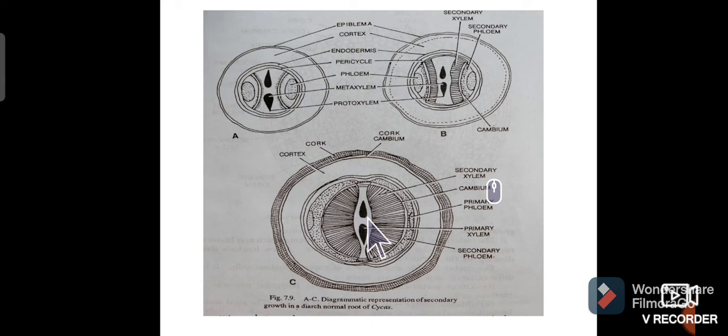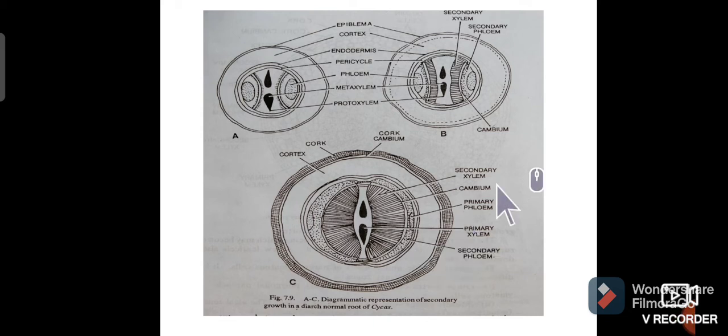Whereas the secondary phloem, just take a look at this one here, this is the secondary phloem. The secondary phloem will start forming towards the periphery, that is centrifugally. So due to the formation of the cambium, the cells of the cambium start cell division. I'll just repeat: they produce xylem towards the center, that is centripetally, and secondary phloem towards the periphery.